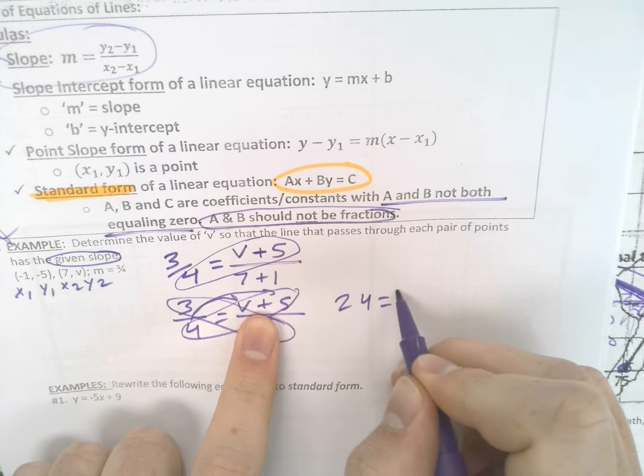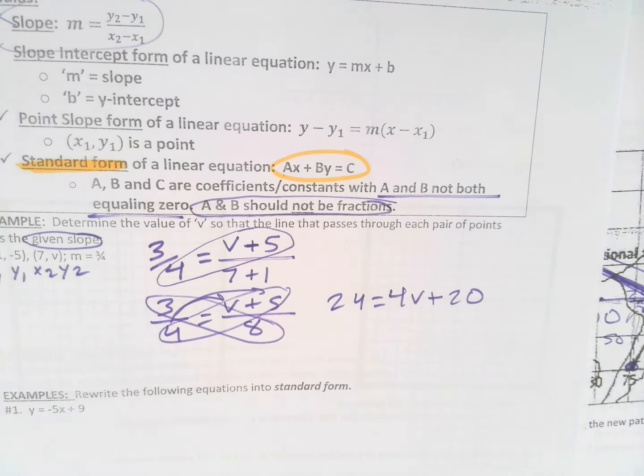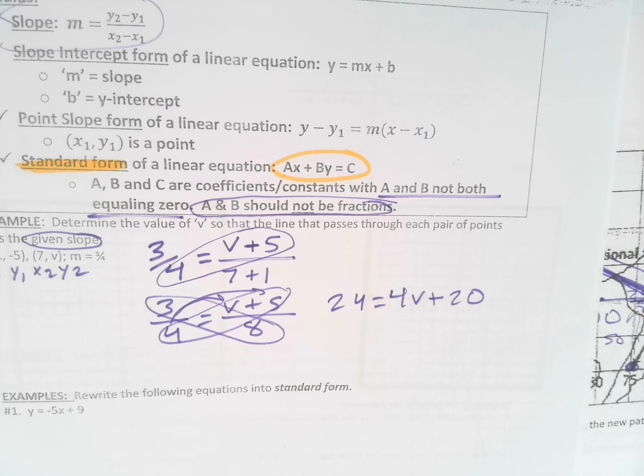So 4 times V is 4V. 4 times 5 is 20. And I'm going to let you guys take that the rest of the way. Oh, that's easy. Oh, yeah. We're on easy street now.